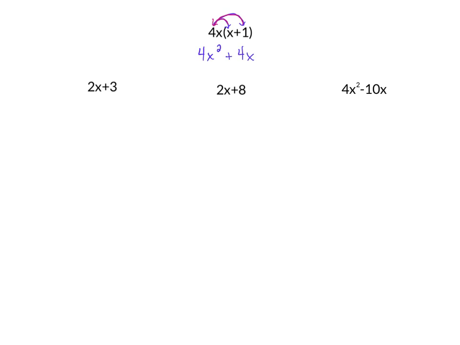Now, what I want to start with is noting that not everything is going to have a greatest common factor. 2x plus 3, for example, if we look at that, 2 has only factors of 1 and 2, and 3 only has factors of 1 and 3. So the most I can divide out of both of those things is a 1, and that doesn't change anything about this. So this one can't be factored.